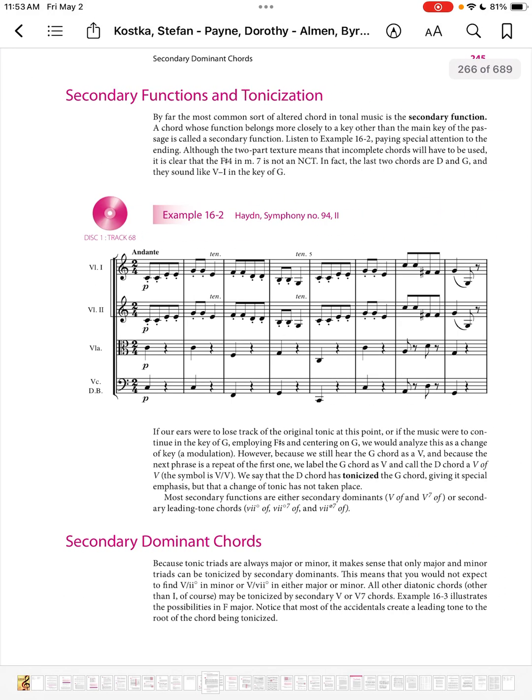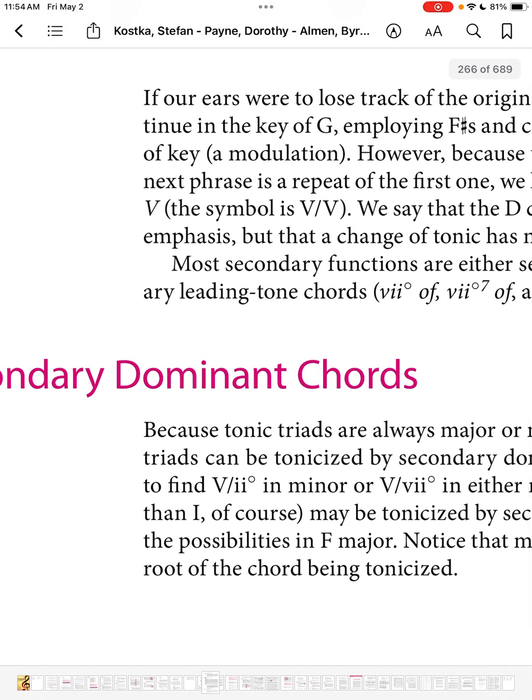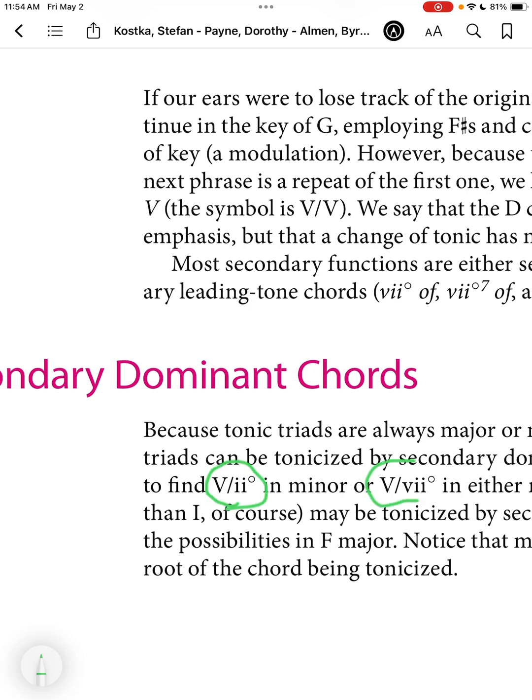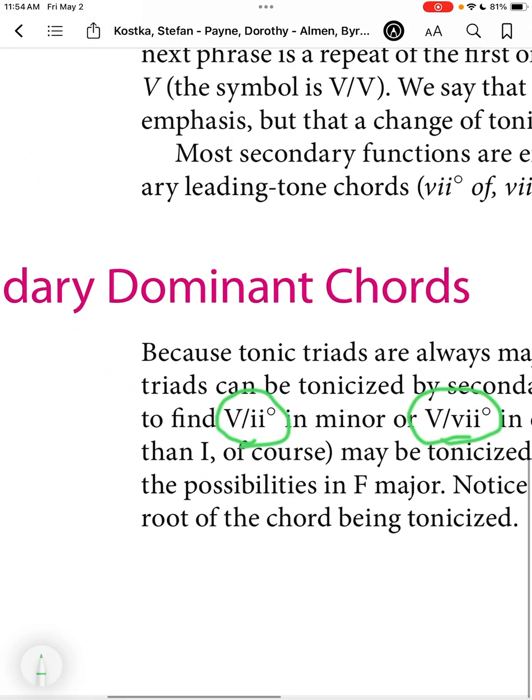Okay, so secondary functions, which generally belong closer to the key. So that's secondary dominant chords. Okay, this is the trick one up here. So you have to do 5 of 2, or the 5 7, and so that can be some tricks you can look for.